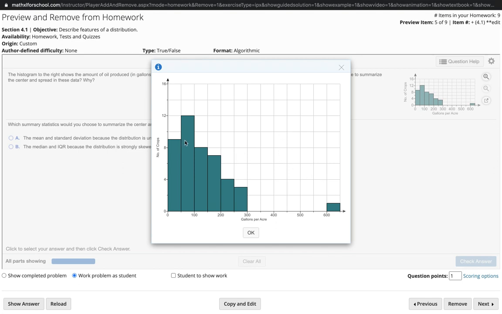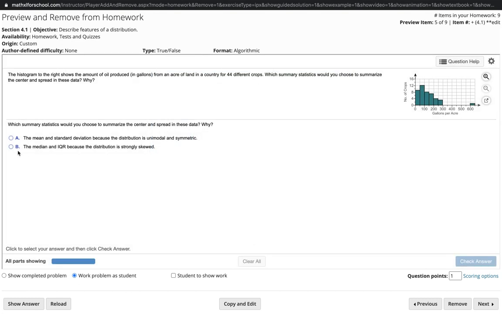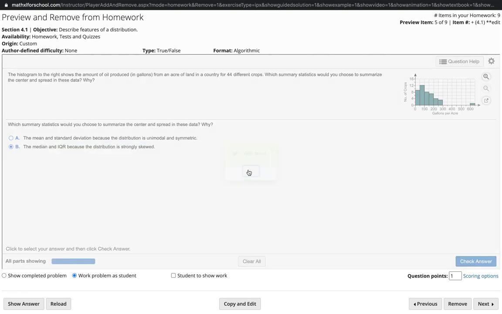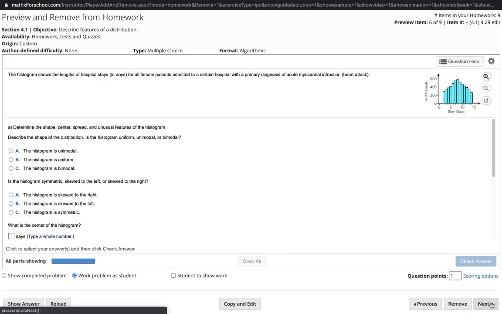Now, in this case, is this data symmetrical or skewed? Well, this looks pretty skewed to me. It's definitely not symmetrical. It's skewed. This time it's skewed to the right. So because it is skewed, then the median and the IQR are going to be most accurate. So in this case, that answer is B, the median and IQR, because the distribution is strongly skewed. All right.